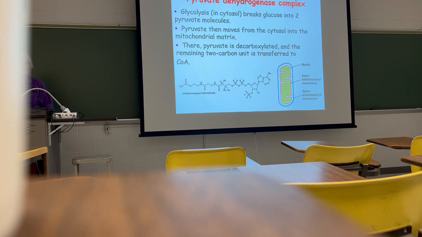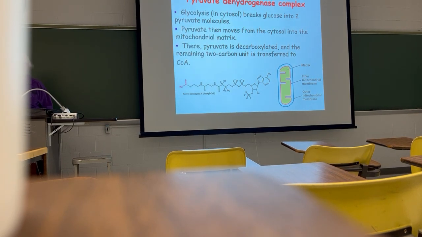Okay, so glycolysis happens in what compartment of the cell? The cytosol, that's right. And the next steps we're going to talk about happen in mitochondria. So pyruvate has to get into mitochondria, and then we're going to talk about what happens with pyruvate.